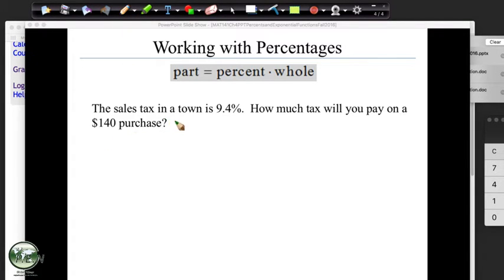Okay, so sales tax in a town is 9.4%. So when you see a percent, where does the percent go?